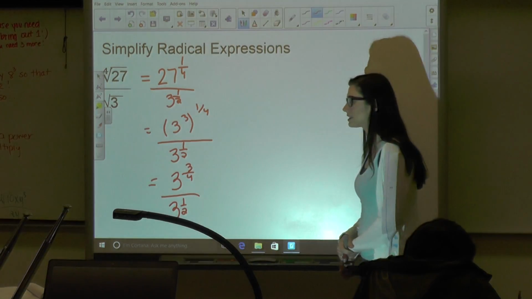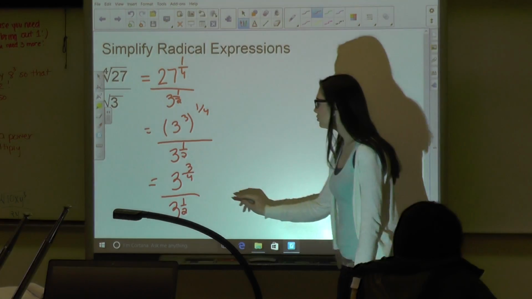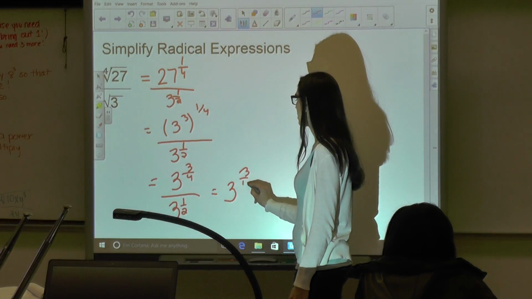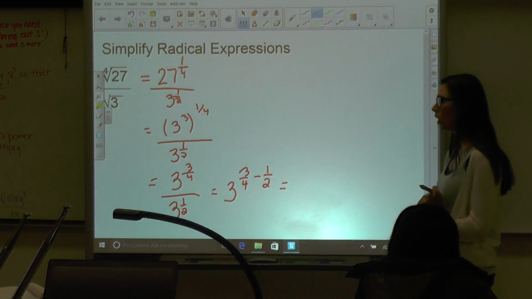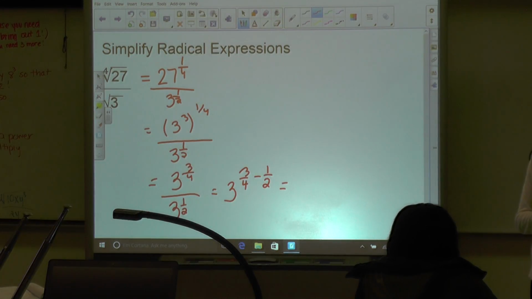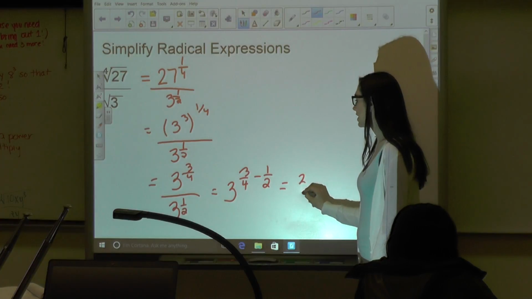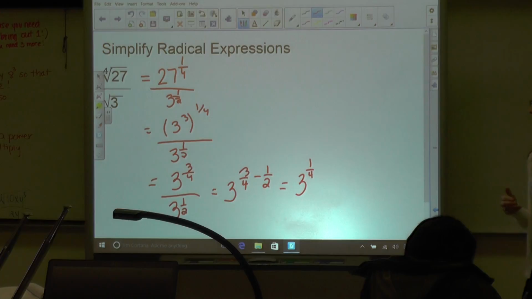What rule is this? Subtraction. Power over power, so you subtract. So you do 3 to the power 3/4 minus 1/2, which is what? You've got 1/4 left, so 3 to the power 1/4. Change 1/2 to 2 over 4, and then you've got your 3 minus the 2.